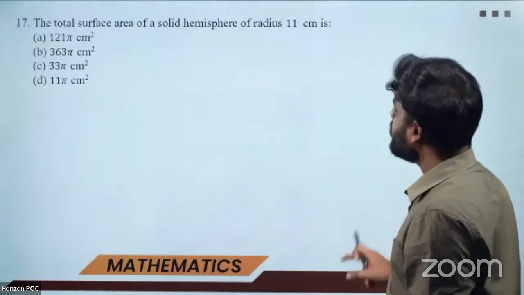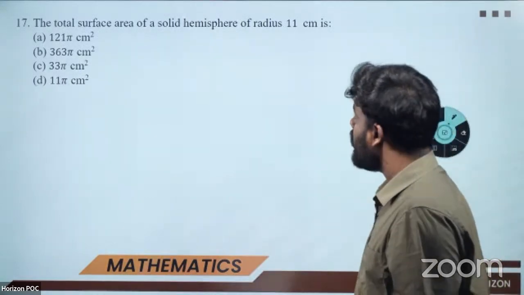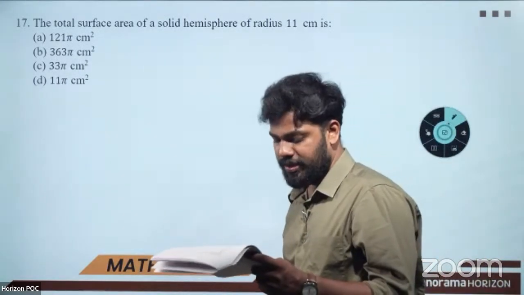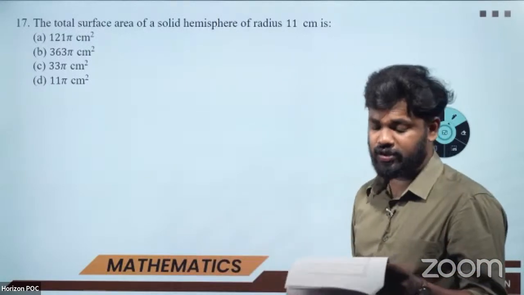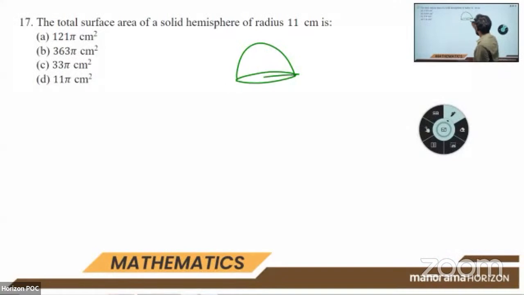Yeah. So let's move on to the next one. The next question: the total surface area of a solid hemisphere of radius 11 centimeter. They're asking us to find out the total surface area of a solid hemisphere. So when you have a hemisphere of radius r, what is the total surface area, TSA?